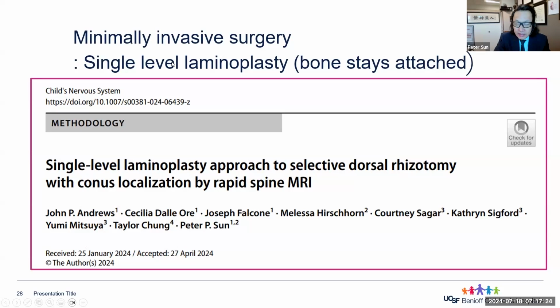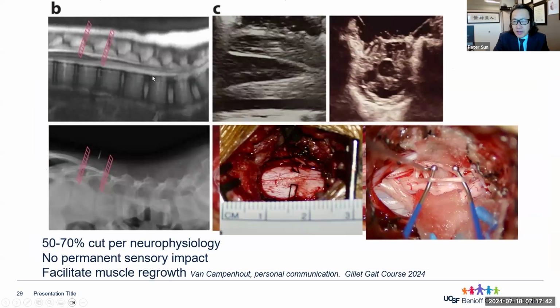From a multi-level laminoplasty, we've really turned this into a minimally invasive surgery where we do a single level laminoplasty. Laminoplasty means that we don't even take off the bone. We lift it up as like we hinge a door and we put it down. And the exact level of the laminoplasty is determined by a quick scan MRI, which just takes 5 minutes, and these patients don't even need sedation for us to know exactly where the conus is.